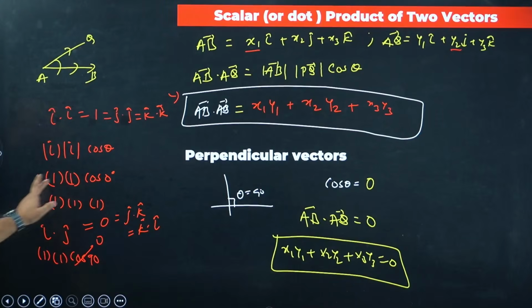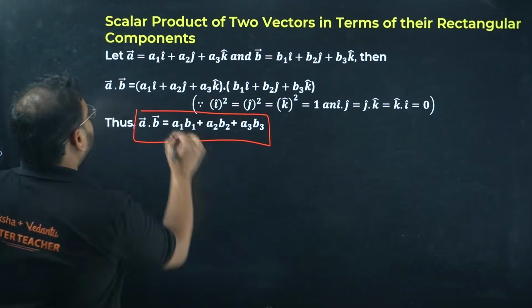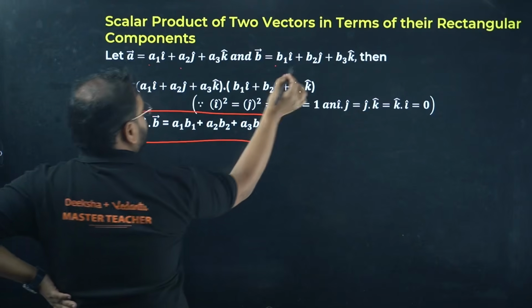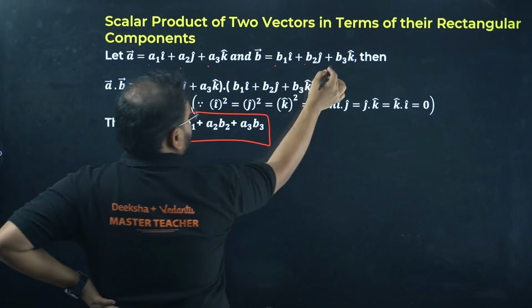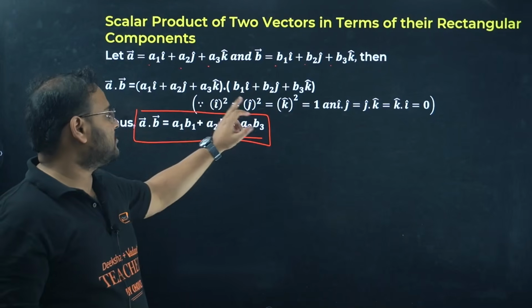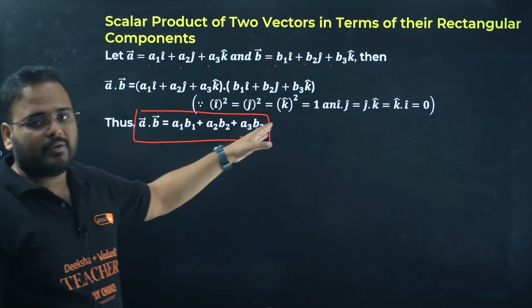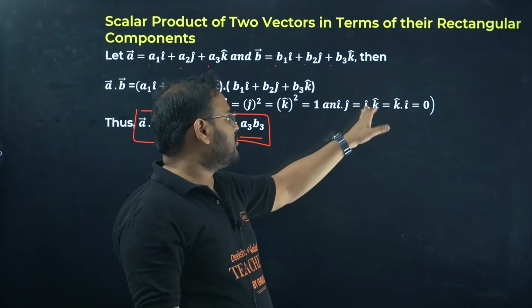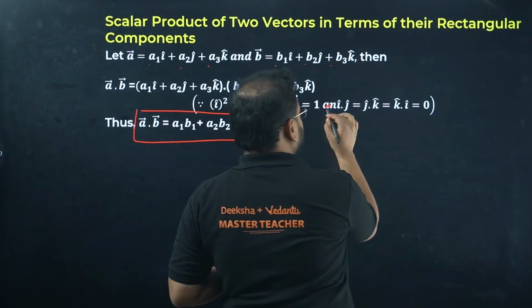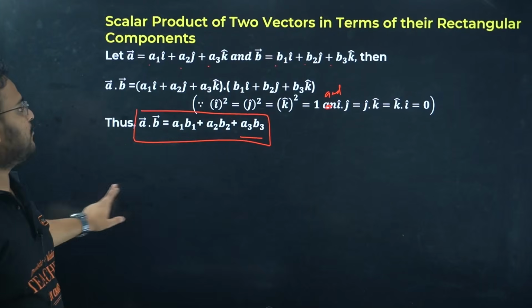Simply take the product of the components across the x, y, z axes: a1 with b1, a2 with b2, a3 with b3. That's the result. Got it? Because i square is going to be 1. Same thing: i dot i, j dot j, k dot k will be 1. And i dot j, j dot k, k dot i will always be 0 because of cos 90 degrees.